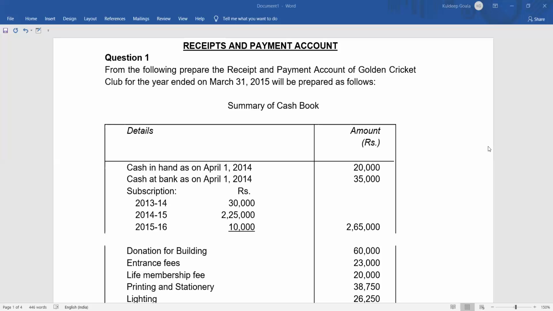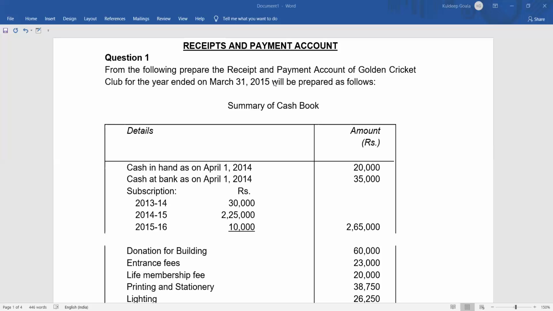Okay, all the receipts will be recorded in the debit side and all the payments in the credit side. That is the concept. So let's start. Here is a question. From the following, prepare the receipts and payment account of Golden Cricket Club for the year ended 31st of March 2015.